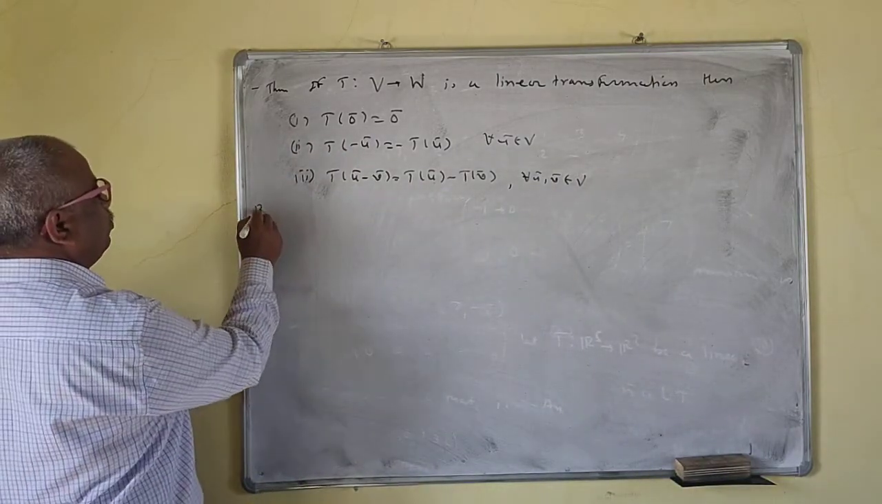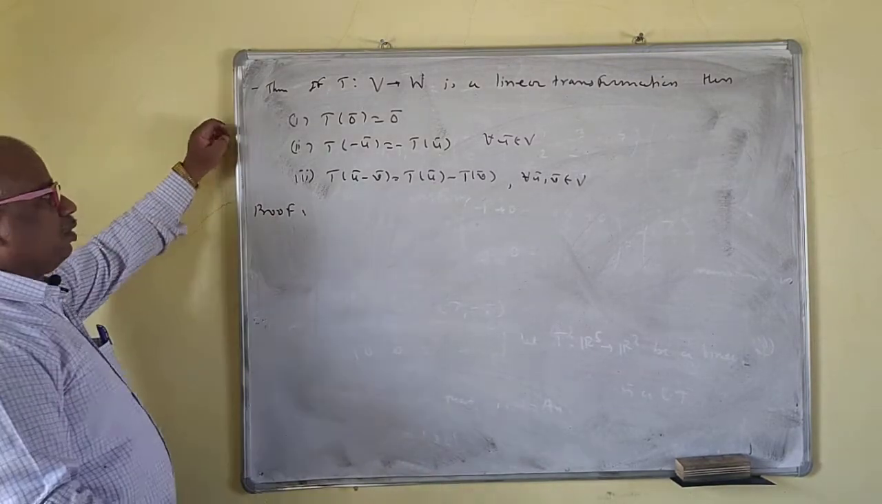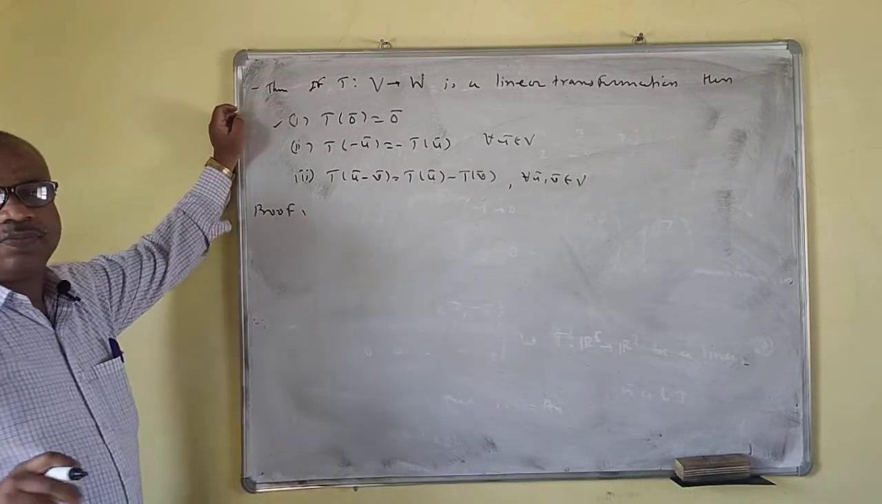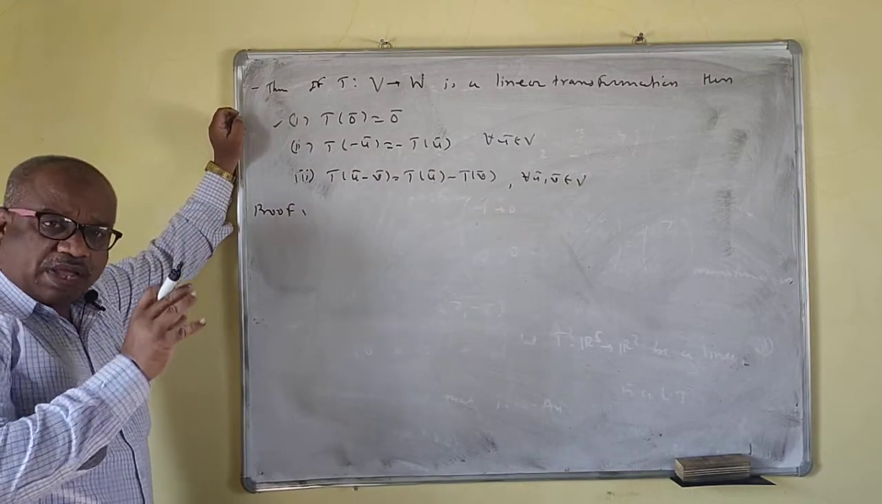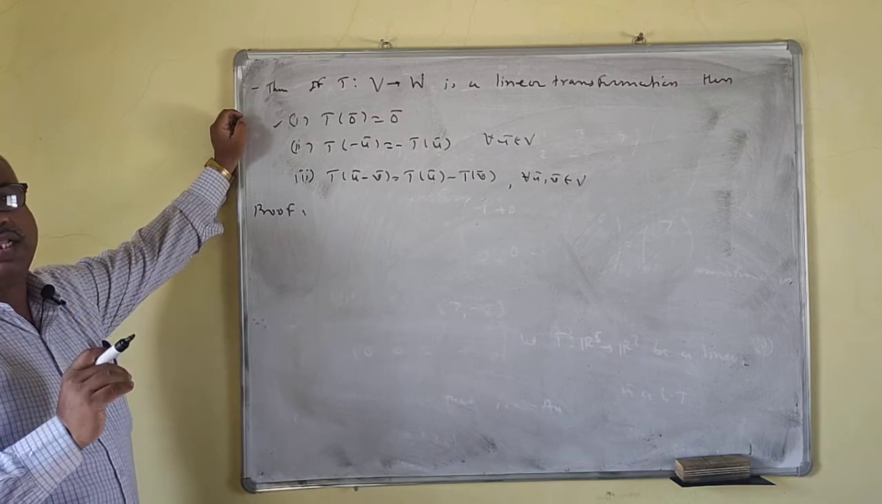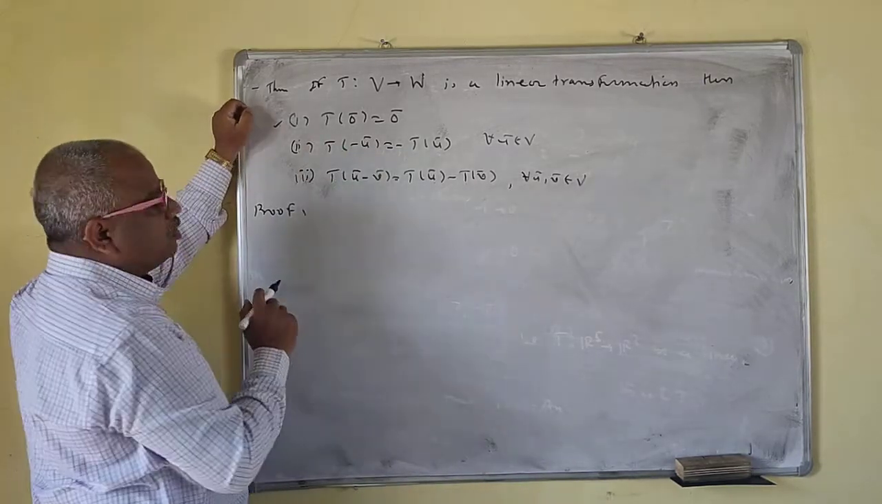Okay, proof. This is very simple. You must do this. That means, see, this is a condition. So if you want to determine whether something is a linear transformation, from this also you can judge whether it is a linear transformation or not. Okay, that we will see later on in the application of this one.